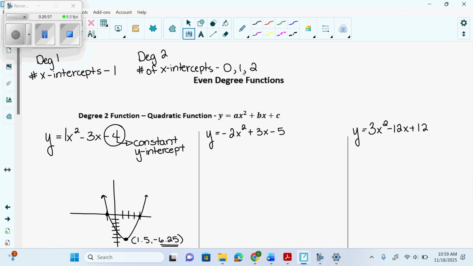And then degree 3, number of x-intercepts. What's the lowest number degree 3 can have? 1 because it crosses, right? It's going to have to go through at some point. What's the highest it could have? 3 because of the degree. And varying in between? 2.